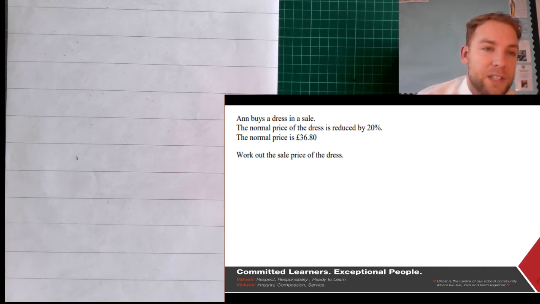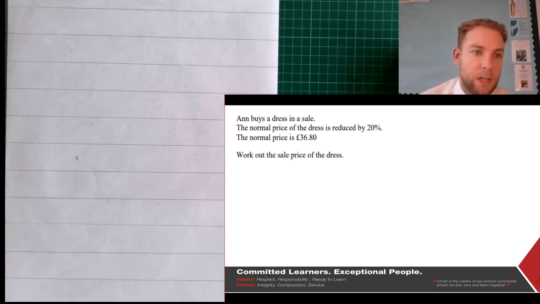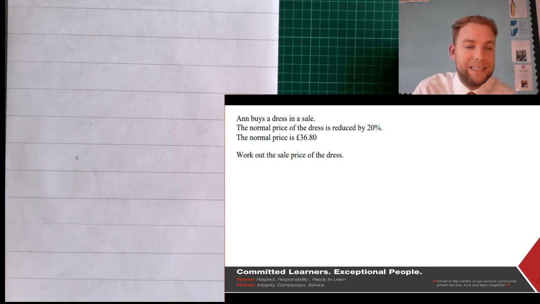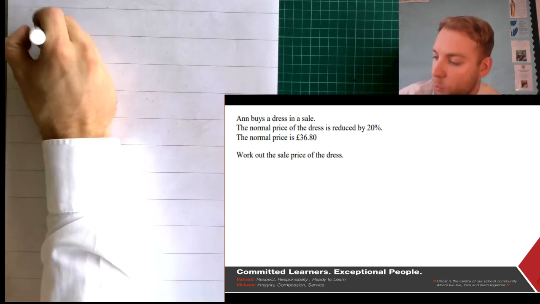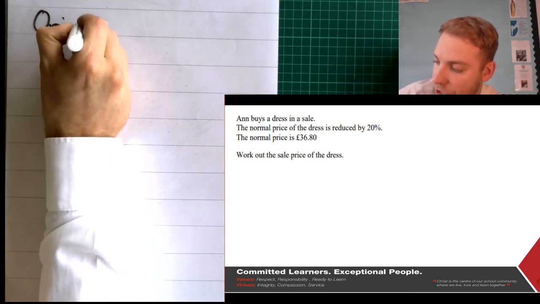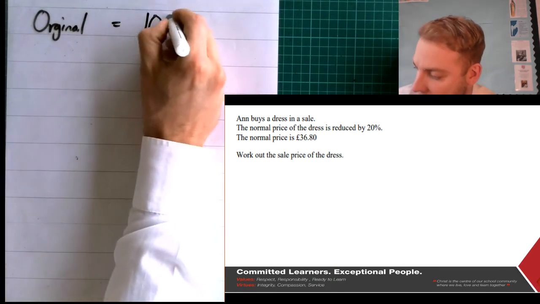So Anne buys a dress in the sale. The normal price of the dress is reduced by 20%. The normal price is equal to £36.80. Work out the sale price of the dress. So I've done this one a little bit trickier. Well, this one is actually a little bit easier, okay? Because actually what we're looking at here is it's telling us what the normal price is. So my original percentage is always 100%. We know that.